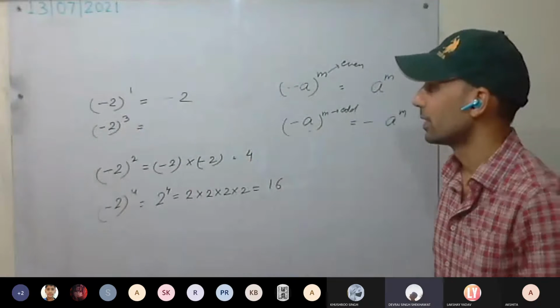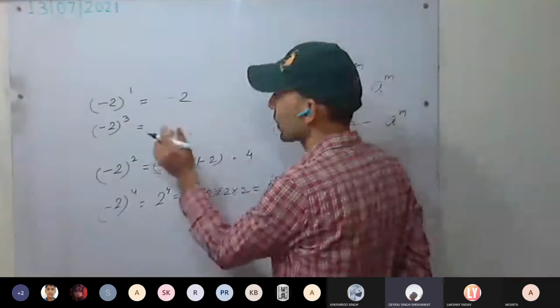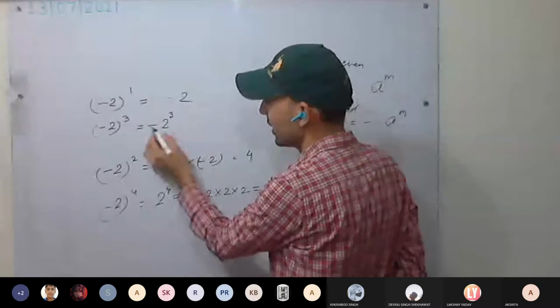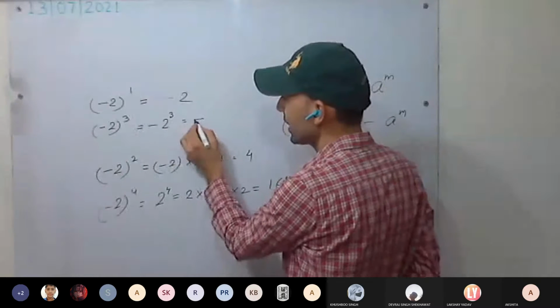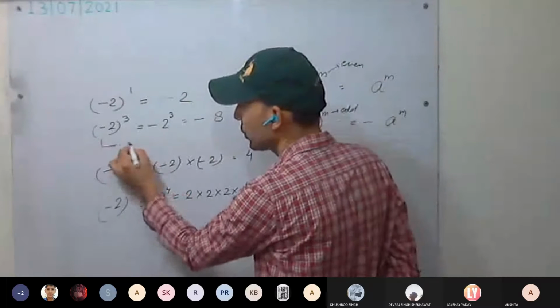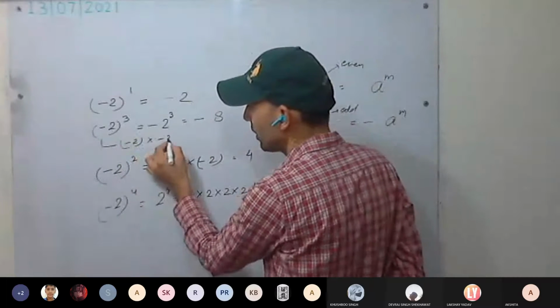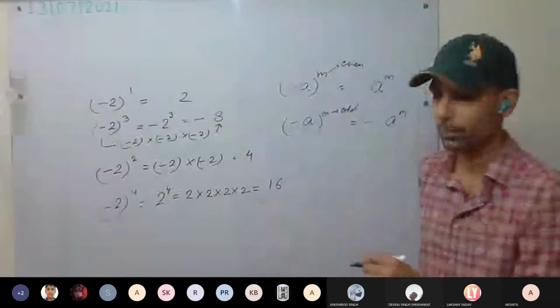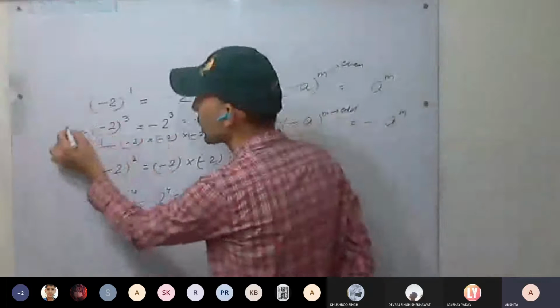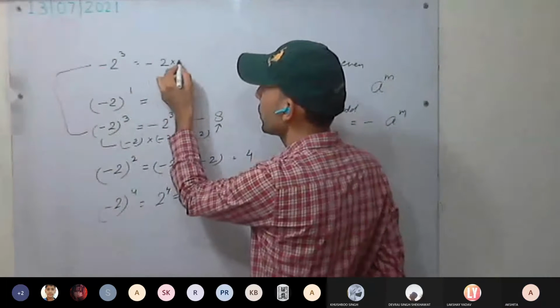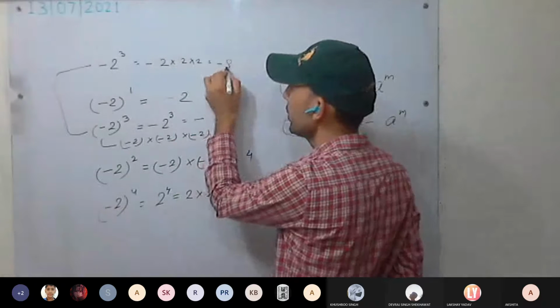Minus 8. Minus 2 raised to power 3, we can write it like this, and this is 2 into 2 into 2, that is 8. As you do it like this as well, what are you getting? Again, minus 8. Or if we do it like this, minus 2 raised to power 3, minus outside, 2 into 2 into 2, again we are getting minus 8.